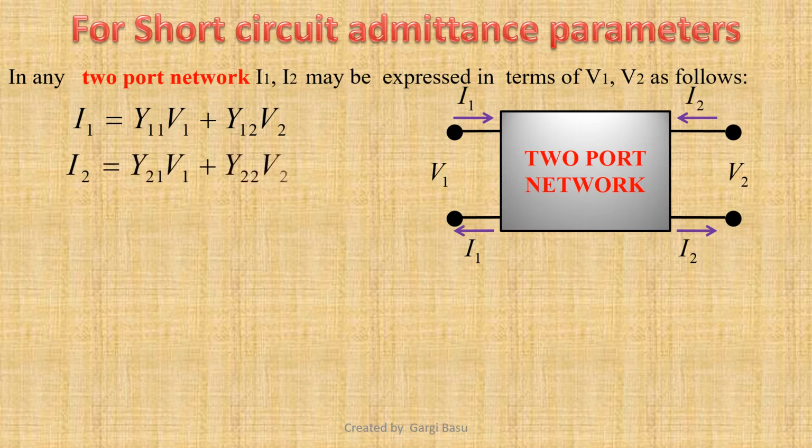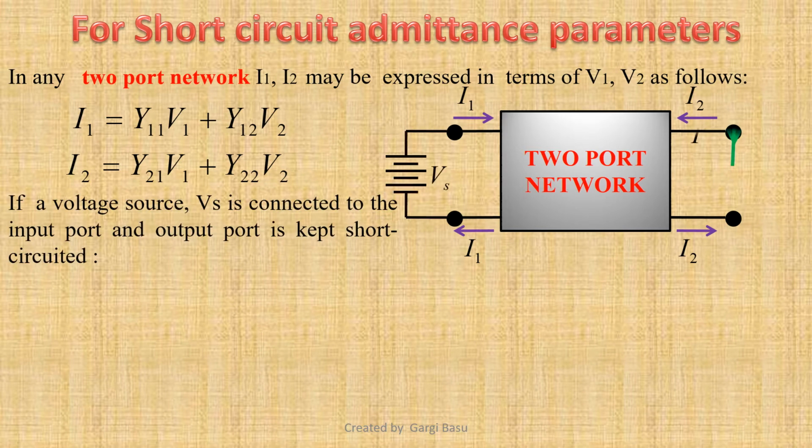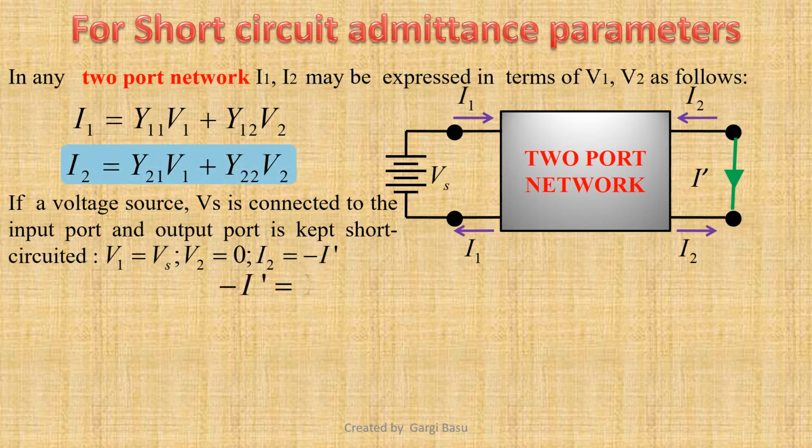Y22 V2. Now let us connect a voltage source Vs at the input port and the output port is short circuited. Therefore, V1 equals Vs, V2 equals 0 and I2 equals minus I dash, because the output port current I2 and the short circuit current I dash are flowing in opposite directions. Now from the second equation we can write minus I dash equals Y21 times Vs.